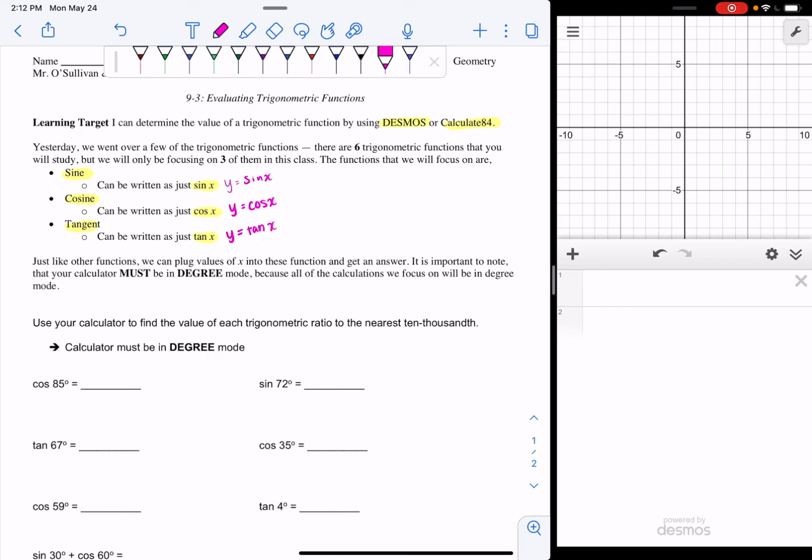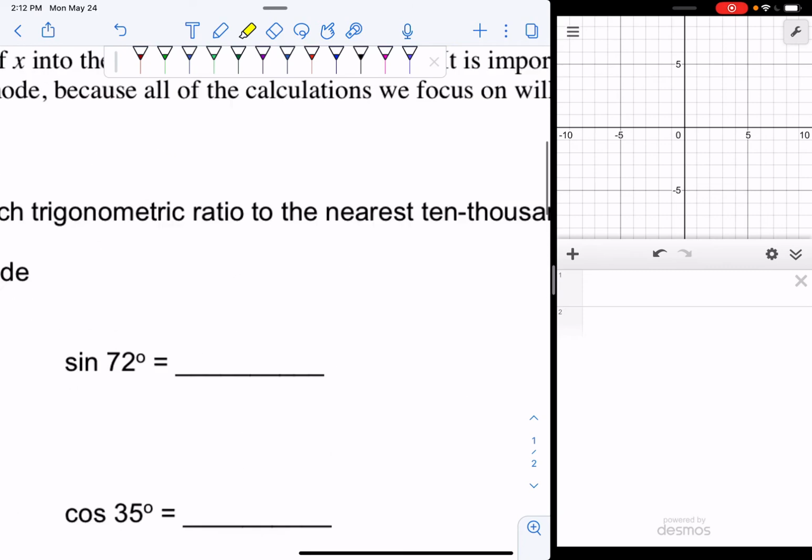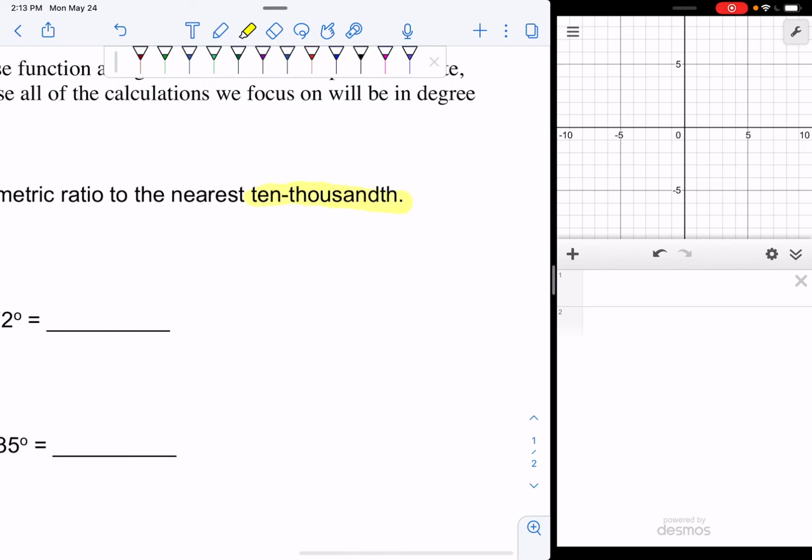It is important to note that your calculator must be in degree mode, because all the calculations we focus on will be in degrees: 85 degrees, 67 degrees, 59 degrees, 72 degrees, and so forth. Using your calculator, find the value of each trigonometric ratio to the nearest 10,000th. Pay very close attention. We haven't been rounding to the nearest 10,000th; we've been rounding to the nearest 10th and 100th. You ready? Sorry that I'm very loud, I'm drinking my coffee.